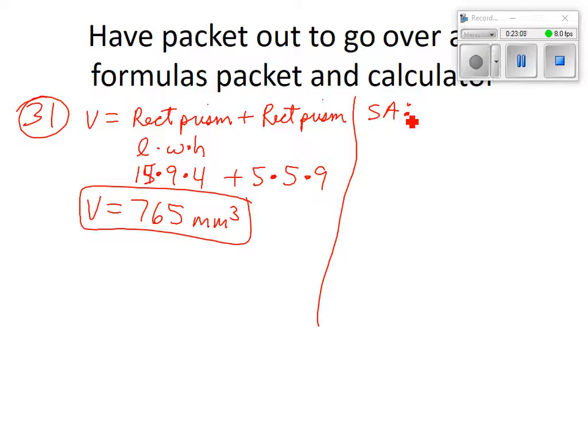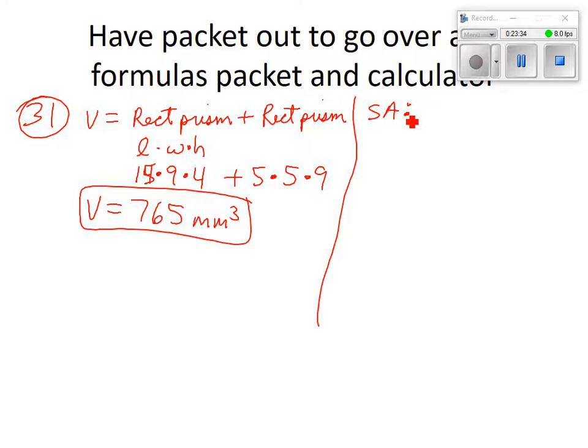Surface area, not real hard on surface area, except, what do you have to remember on this one? Take off the bottom. You gotta take out the bottom of that top shape, right? And not only do you have to take it out of the top shape, but you also have to take it out of the bottom rectangular prism because neither one of them's on the surface. So let's find the top surface area of the top one first.